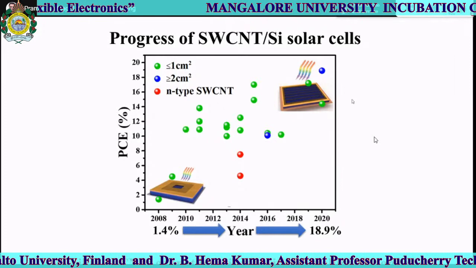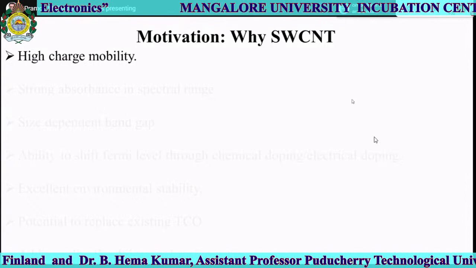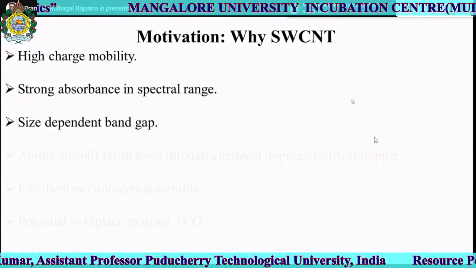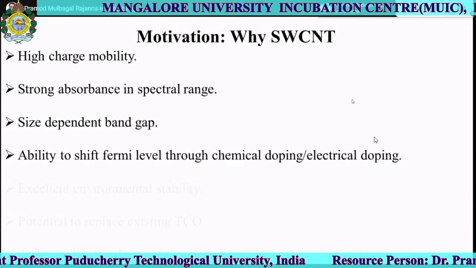So why single wall carbon nanotubes? It has a very high charge carrier mobility. It has a very strong absorbance and spectral range. The band gap can really be tuned because all that matters is the diameter of the tube. So you increase the diameter, the band gap is going to increase. You shrink the diameter of the tube, the band gap shrinks. And you can shift the Fermi level through chemical doping and electrical doping.